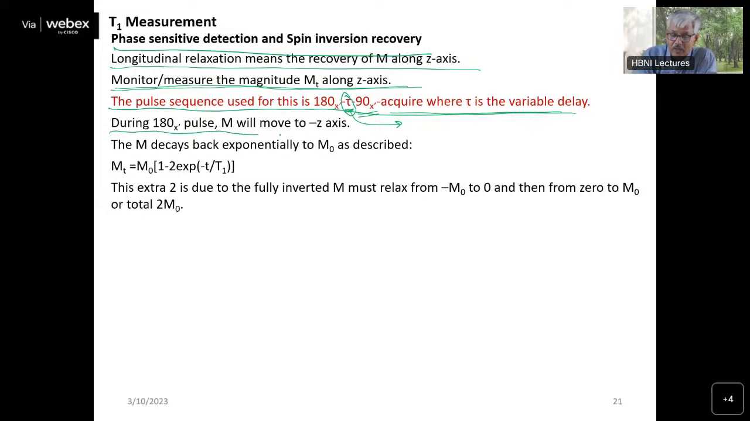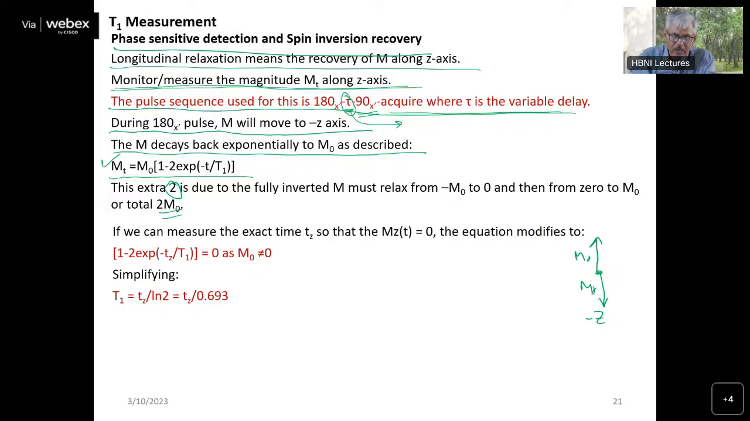When you give the first pulse, it will go to the minus z axis. Then M is decaying exponentially to M0, and the equation is again M(t) = M0 (1 - 2 exp(-t/T1)), like I told you earlier. The only thing is that we have now added 2, because when you are bringing it to 180 degrees, you are bringing it to minus z, which is 1 M0, and then again it goes to plus z. That's why the 2, so the relaxation is not 1, it is 2 times M0.